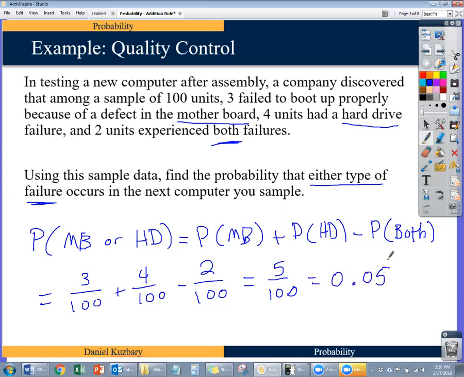But using this data, this is the probability that the next computer you get ends up failing for one reason or another. And that's using the addition rule, because it is possible that both of these failures happen at the same time, and it looks like it did here. So that's the probability that the next computer you get is going to fail.